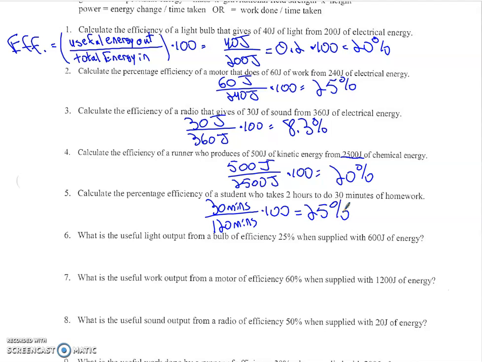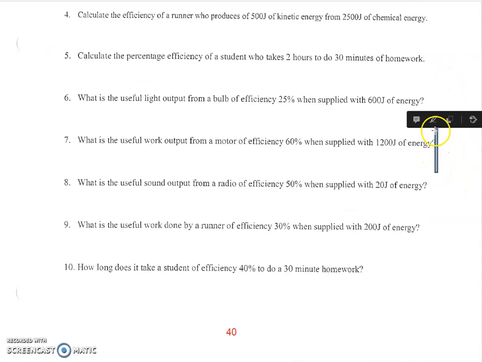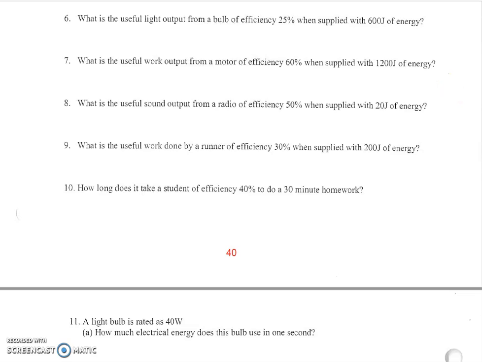Now I'm going to erase a lot of this. And we're up to number 6. What is the useful light output from a bulb of efficiency 25% when supplied with 600 joules of energy? Now this is getting a little different. I'm going to use the equation.